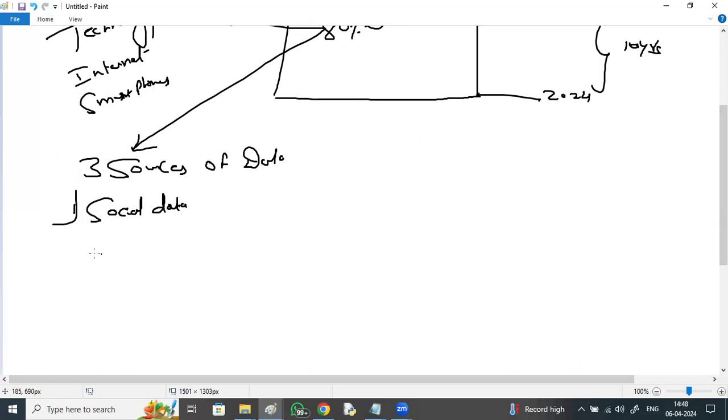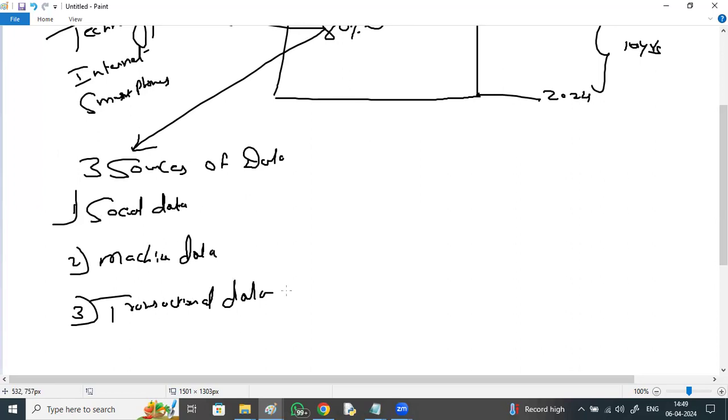Social data, machine data, and transactional data. Data is being generated from these three sources: social data, machine data, and transactional data.